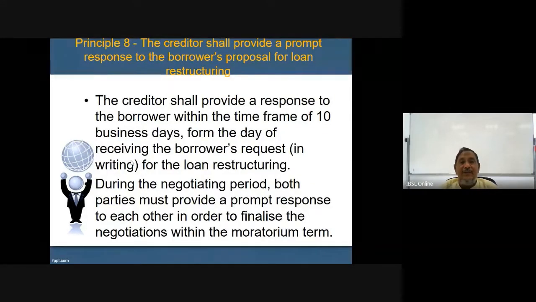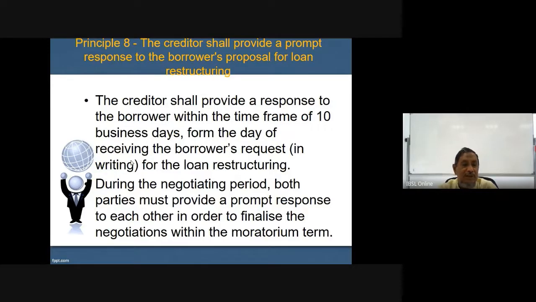The eighth one is the creditor shall provide prompt response to the borrower's proposal for loan restructuring. The creditor shall provide a response to the borrower within a time frame of 10 business days from the day of receiving the borrower's request in writing for a loan restructuring.